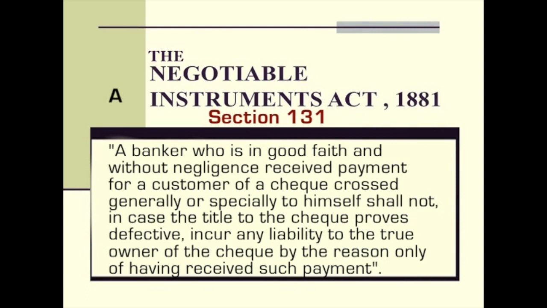payment for a customer of a check crossed, generally or specially to himself, shall not, in case the title to the check proves defective, incur any liability to the true owner of the check by reason only of having received such payment. Explanation 1 to this provision states that a banker receives payment of a crossed check for a customer within the meaning of the section notwithstanding that he credits his customer's account with the amount of the check before receiving the payment thereof.